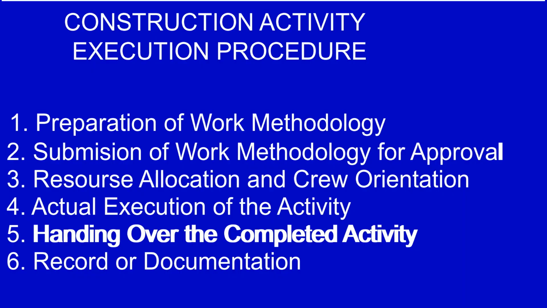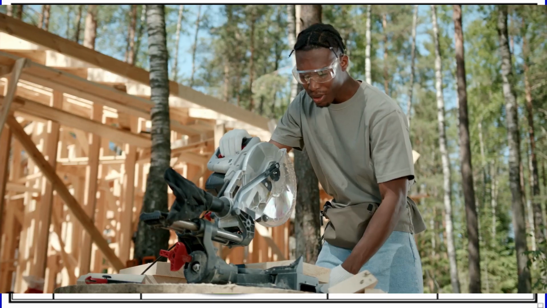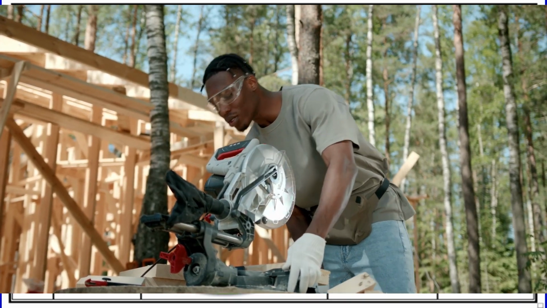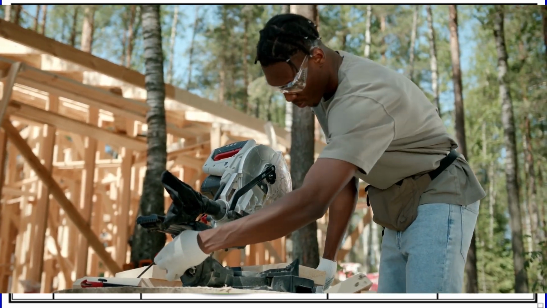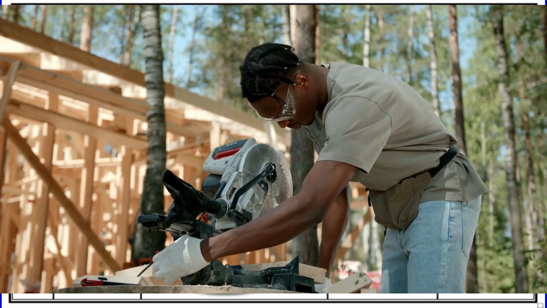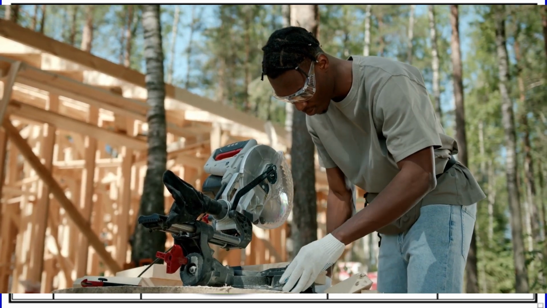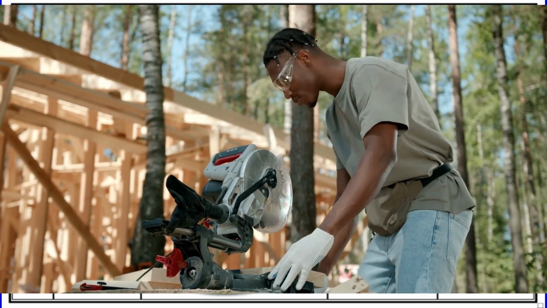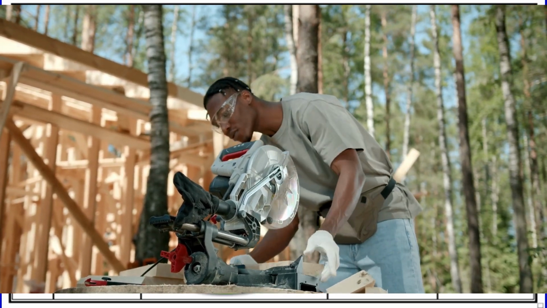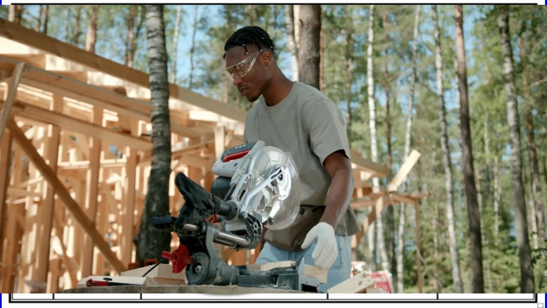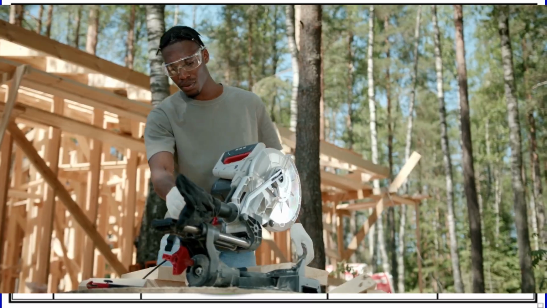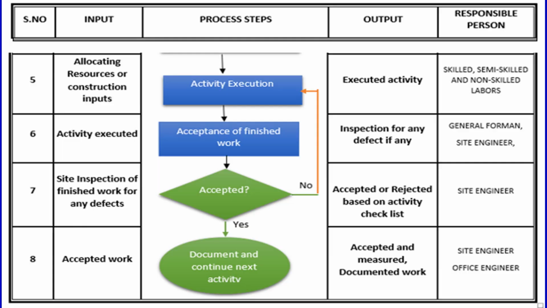Step 5. Handing over the completed work or activity. The general foreman will then hand over the executed and completed work to the site engineer. Transferring or handing over the finished work shall be done based on the checklist so that the finished work is as per the contract specification requirement and known standards. The site engineer will surely inspect the work based on the checklist for the defects, if any. If the work is accepted, the next step can proceed. If not, the work shall be rectified.